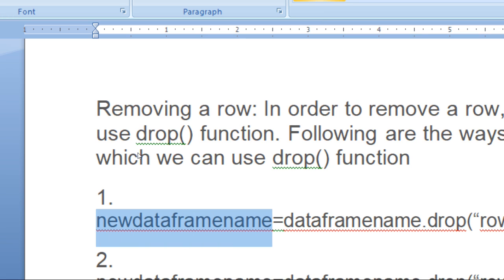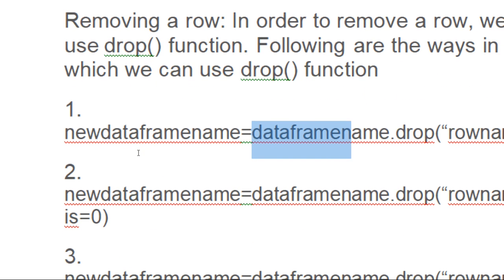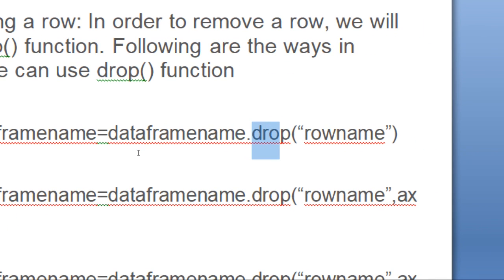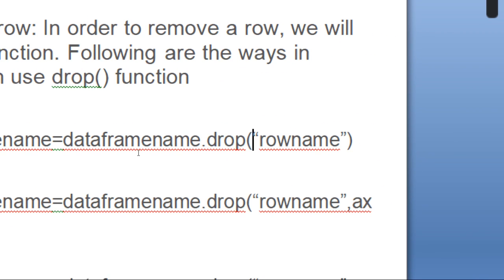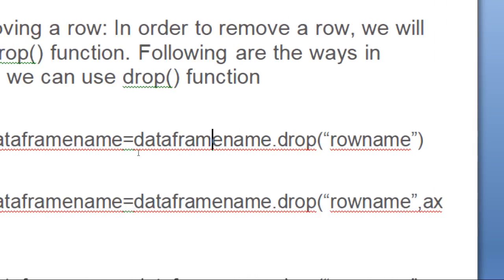So here what am I doing? I will give the new data frame's name. I can give any name, equal to sign, then this data frame name, that is the data frame which is existing, dot drop, then the row name. Now inverted comma I will give when the row is in, let's say, alphabets or letters, but if the row is in number, we don't have to give inverted comma. So this is one of the ways.